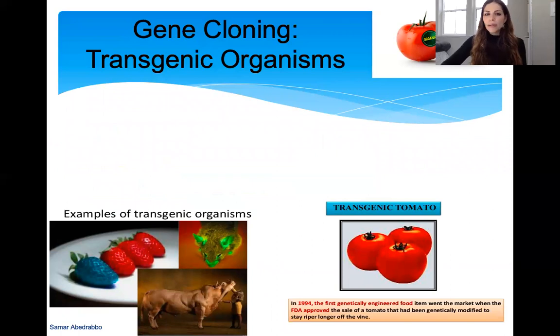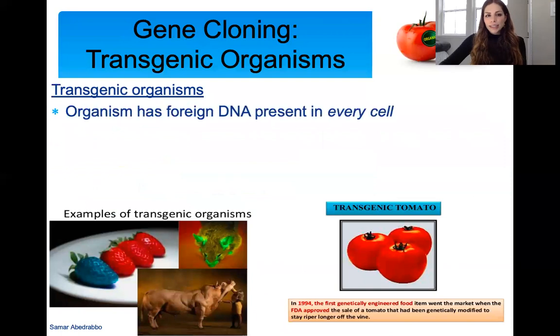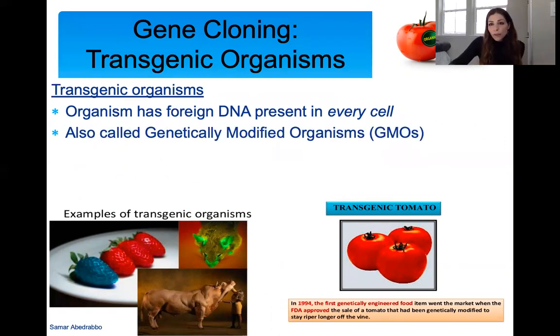Transgenic organisms. We're going to talk about different organisms that have been made using gene cloning. A transgenic organism is when an organism has foreign DNA present in every single cell. Remember, multicellular organisms have multiple cells. So if we see foreign DNA from some other organism in every cell, we call that a transgenic organism. What you have probably seen in the public or in the supermarket is GMOs, genetically modified organisms. Transgenic organisms are organisms that you've modified genetically and they have foreign DNA.